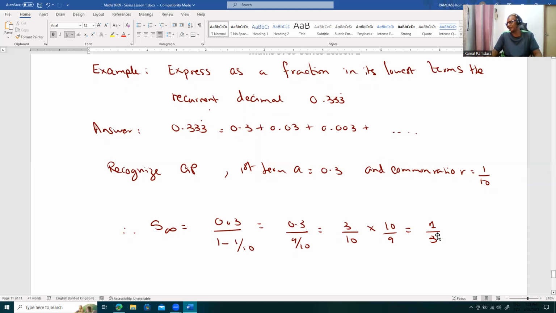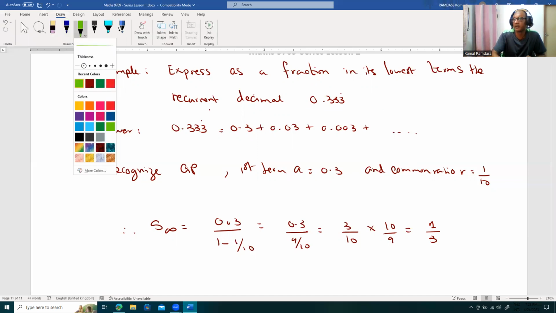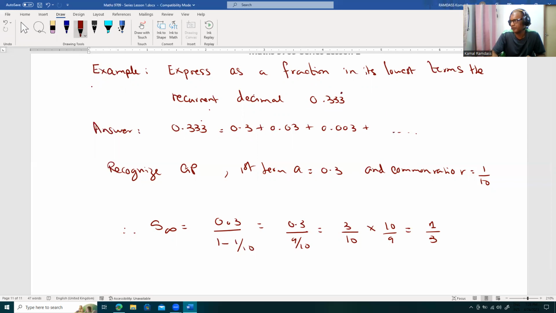Si vous prenez vos calculatrices, vous faites 1 sur 3, vous gagnez the recurrent decimal 0.3333333. Bien mettre un point là pour montrer qu'il est recurrent.